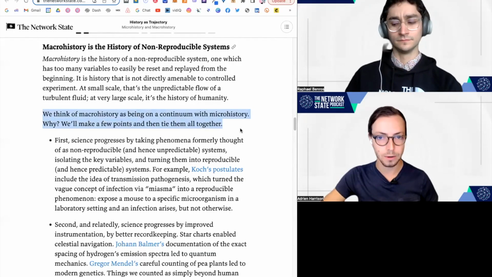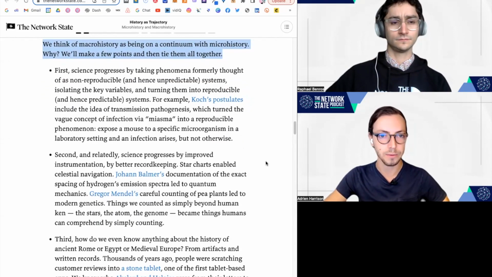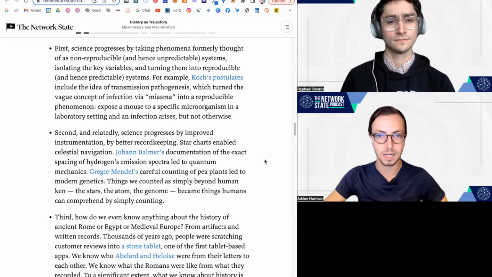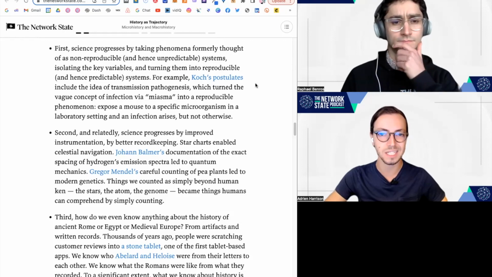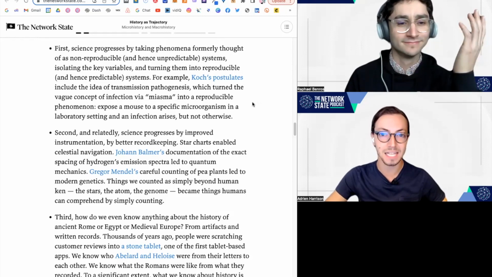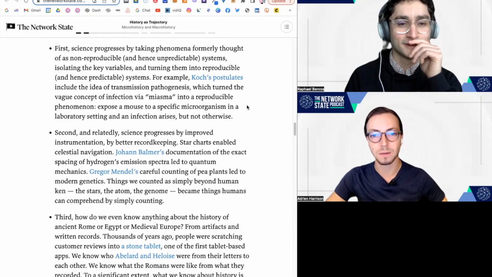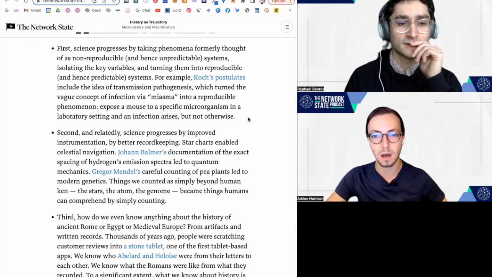We think of macrohistory as being on a continuum with microhistory. Why? We'll make a few points and then tie them all together. First, science progresses by taking phenomena formerly thought of as non-reproducible and hence unpredictable systems, isolating the key variables and turning them into reproducible and hence predictable systems. For example, Koch's postulates include the idea of transmission pathogenesis, which turned the vague concept of infection via miasma, in quotes, into a reproducible phenomenon. Expose a mouse to a specific microorganism in a laboratory setting and an infection arises, but not otherwise.